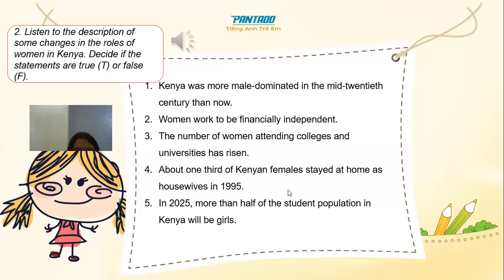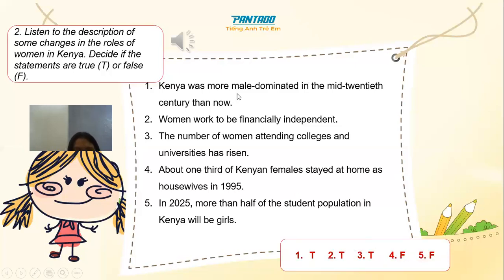All right, let's see. Number one, Kenya was more male dominated in the mid 20th century than now. It's true. Number two, women work to be financially independent. True. Number three, the number of women attending colleges and universities has risen. True. Number four, about one third of Kenyan females stayed at home as housewives in 1995. It's false. And number five, in 2025, more than half of the student population in Kenya will be girls. It's false. Very good. You got all the correct answers. So now let's continue.